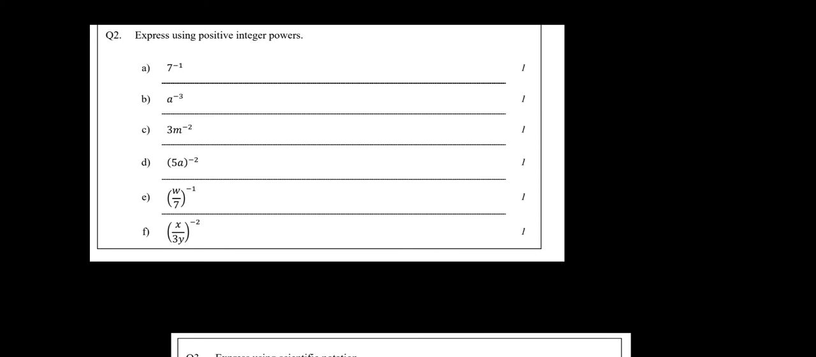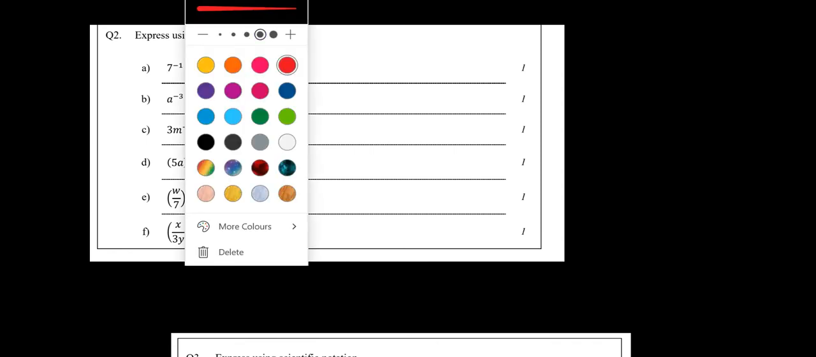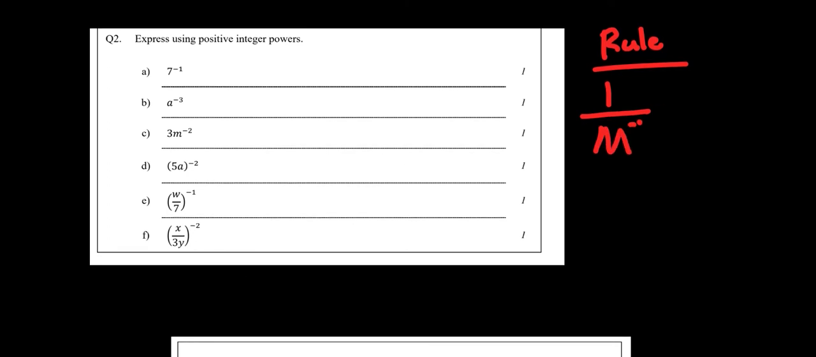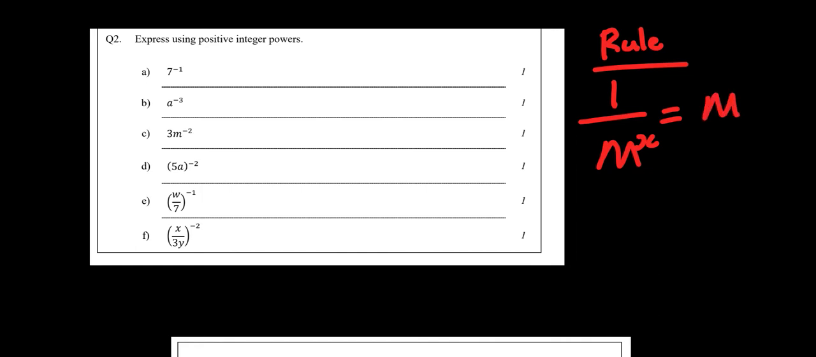Express using positive integer powers. Well, there's a rule in indices, in index laws. This is 1 over m to the x. Yikes. That's not the rule, it's just a mess. Okay, so 1 over m to the x is the same as m to the negative x.